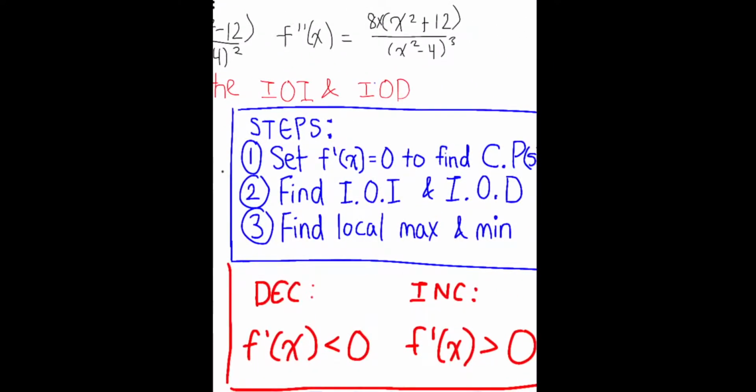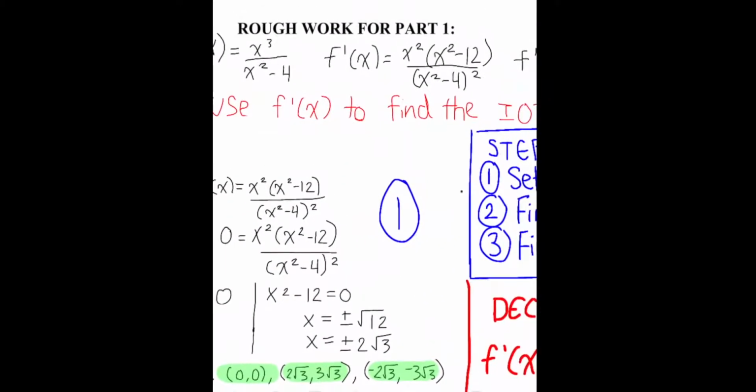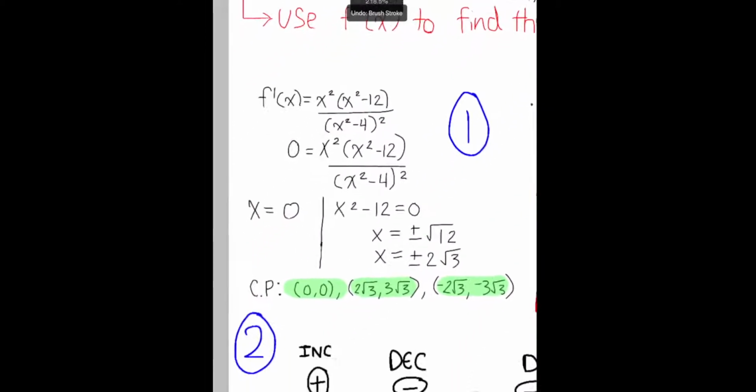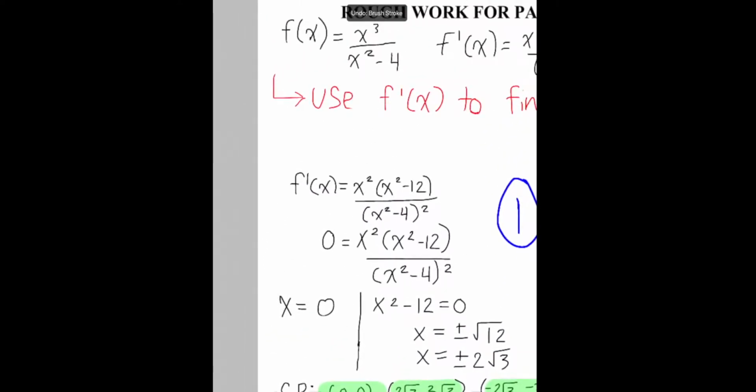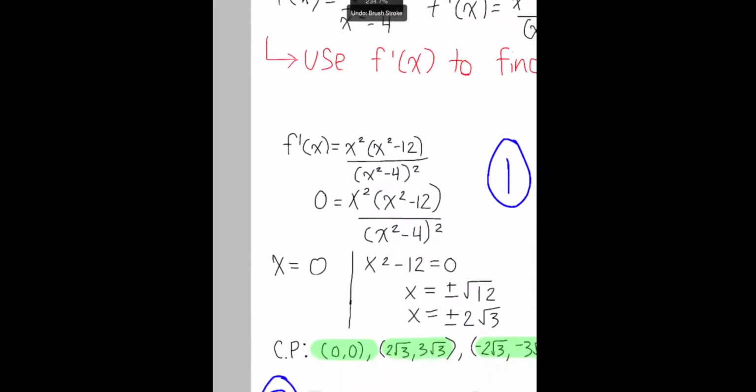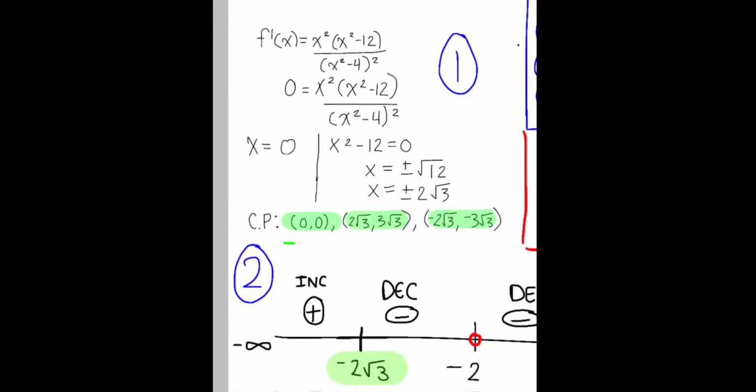The first step is to set the first derivative equal to 0 to find the critical points. In the question we're already given the first derivative and we set that to 0 to find the critical points of x = 0 and x = plus or minus square root of 3. And then we sub in these x values into the initial equation of f(x) to find the y values. And as you can tell, the critical points are (0, 0), (2√3, 3√3) and (-2√3, -3√3).